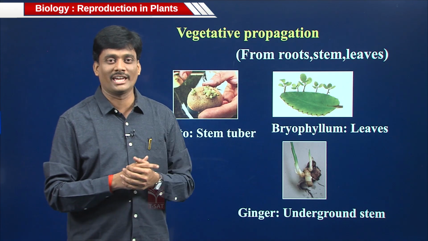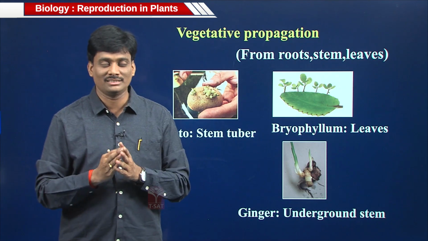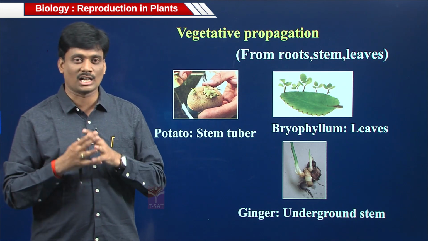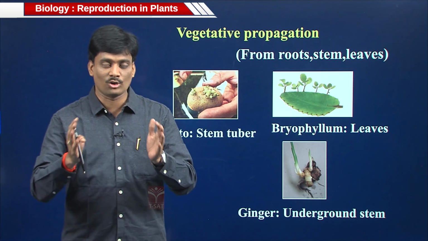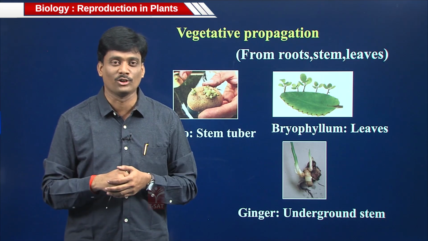Then take ginger, and already you know that ginger is an underground stem, and through this underground stem, a new ginger plant is produced.